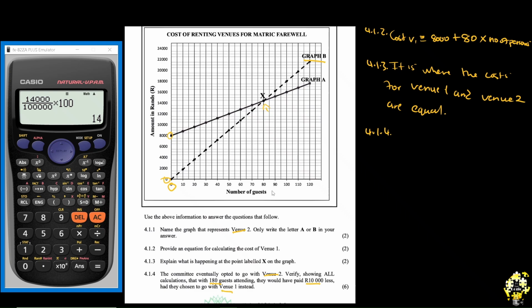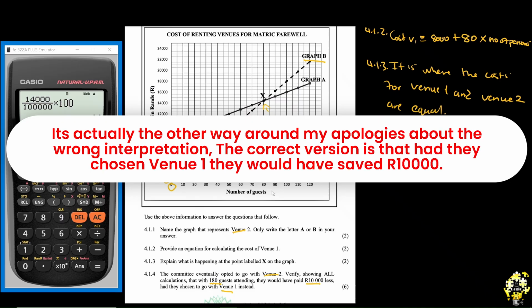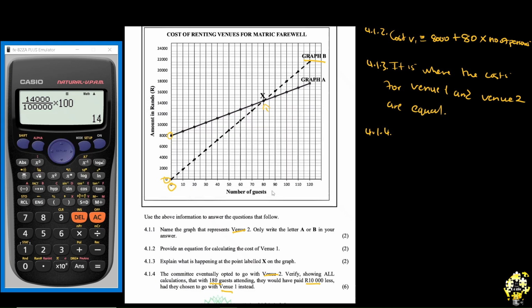So basically what the statement is saying here is that if they go to venue 2, they will save 10,000 compared to what they would have if they went to venue 2. So they would have paid 10,000 more if they have chosen to use venue 1. Let me rephrase. If they go to venue 2, they will save 10,000. Had they went to venue 1, they would have paid 10,000 more. So it's more like we are comparing the cost. So let us compare the costs using the cost structures for both.